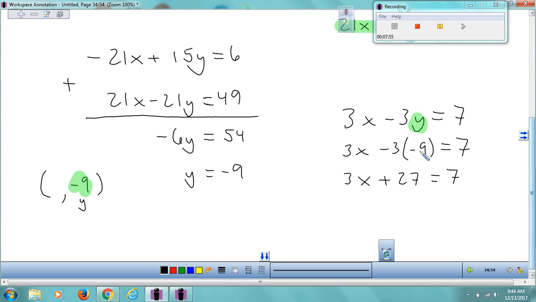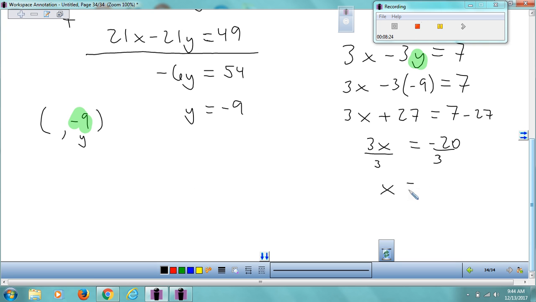So we're going to take -3 times -9, multiply that, we get positive 27. When I isolate the x here, I'm going to subtract that 27 from both sides. And 7 minus 27 is -20. And then we're going to divide both sides by -3. And you guys can see these are not compatible. So 3 will not divide evenly. Negative divided by positive, negative.